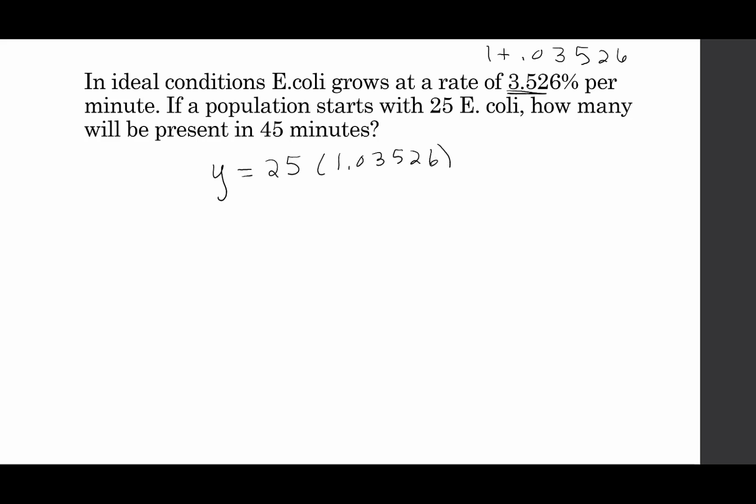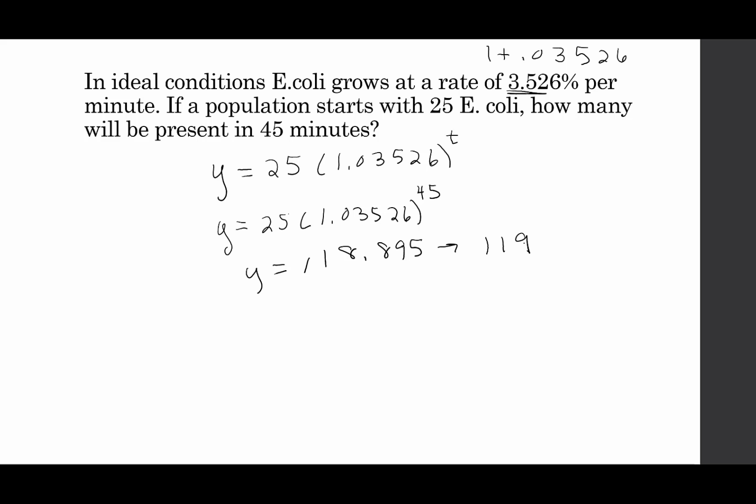And then because I said this was time, I'm going to write a t this time, but you could also write an x. We're going to say y is equal to 25 times 1.035^26, and then we had 45 minutes that passed. This gives me y equals 118.895, or we could just go ahead and round that up to 119.